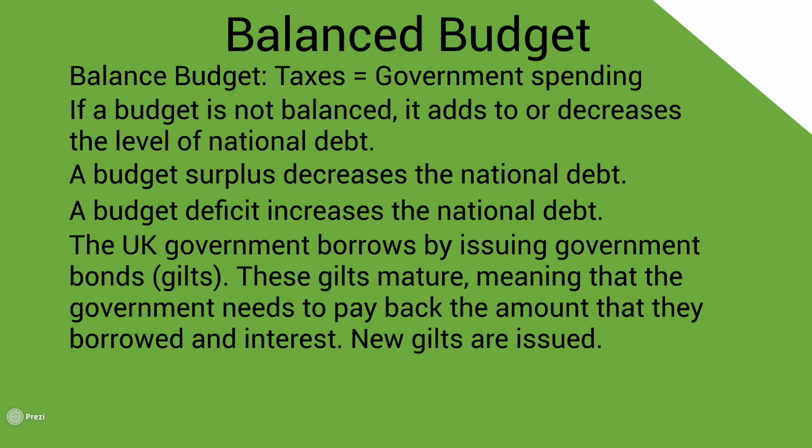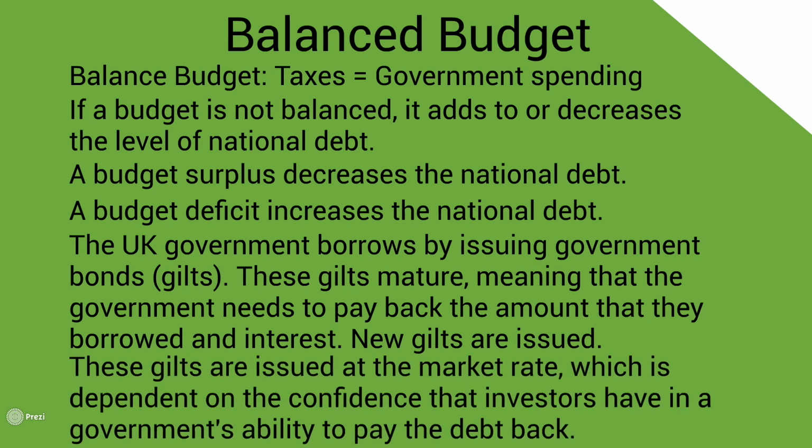The government tends to pay these maturing bonds by issuing new gilts. These new gilts are issued at the market rate, which is dependent on the confidence that investors have in the government's ability to pay the debt back in the future. If investors are worried about the government's ability to pay the borrowed money back in the future, the interest rates that the government will have to pay on these gilts will rise. This makes borrowing for the government more expensive.